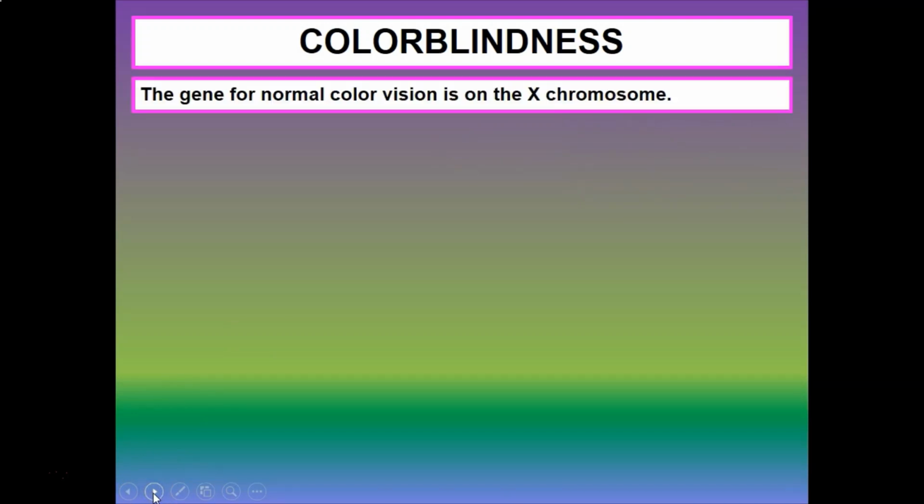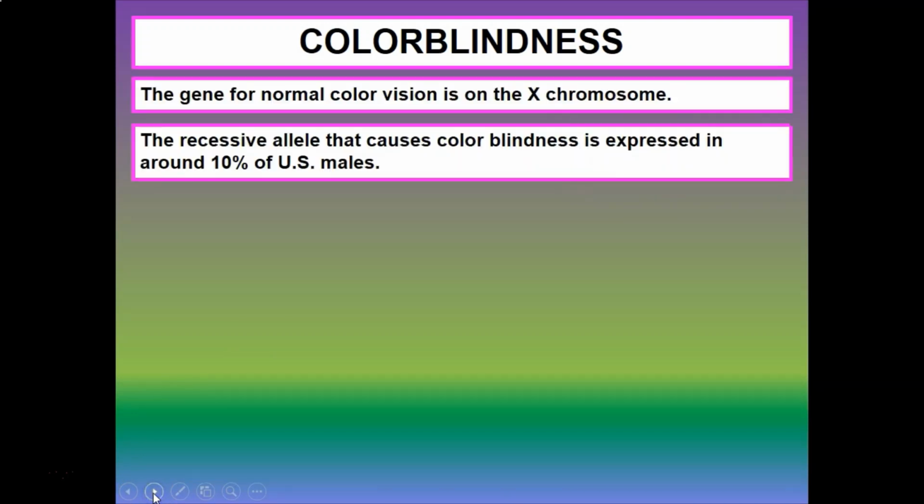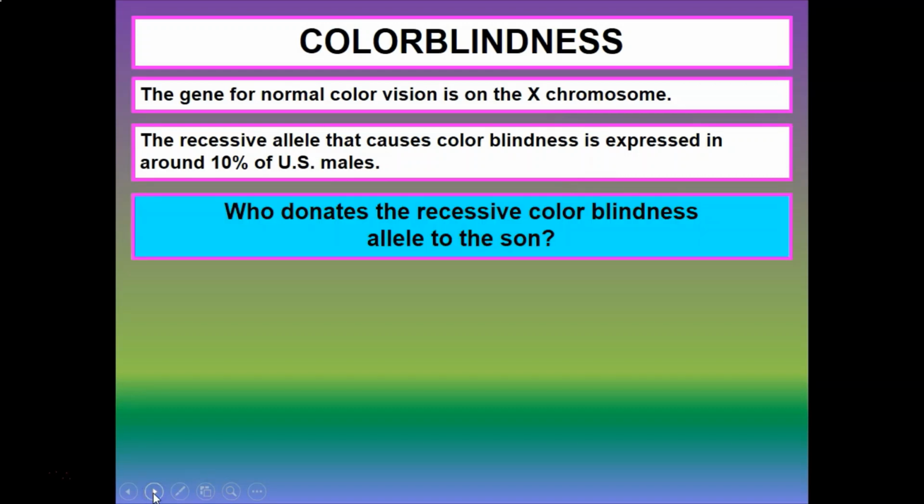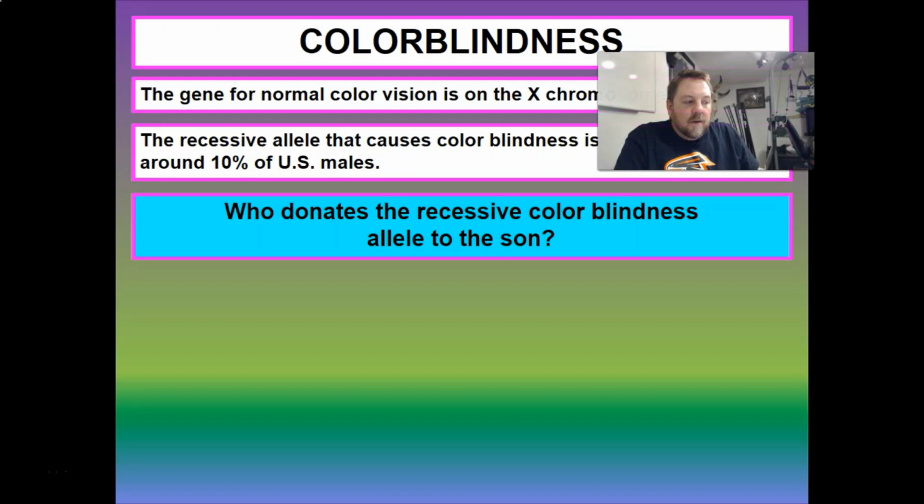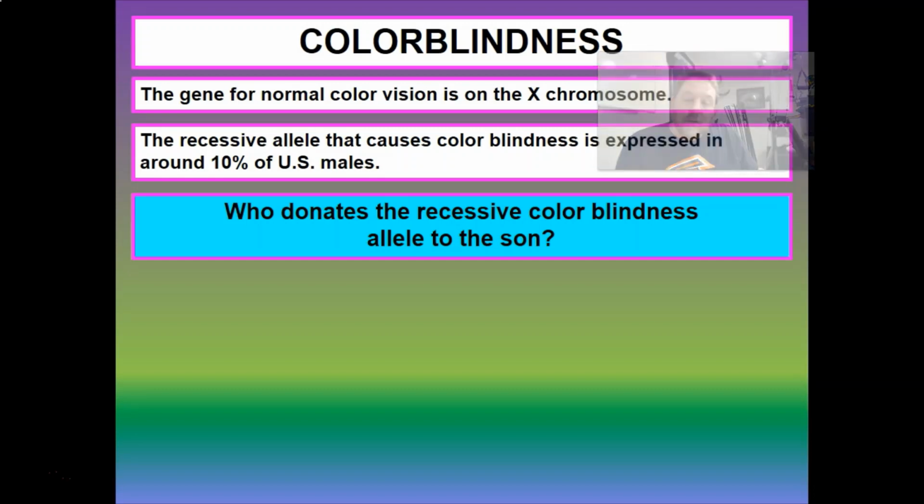So let's take a look here. The gene for normal color is on the X chromosome. And again, it's about 10% of U.S. males. So, pause the video if you have to. Who donates the recessive color blindness allele to the son? Think real hard about that. Right? If it's the color blindness allele, it has to be on the X. And who gives a son the X chromosome? The mother, right? Because dad had to give the Y chromosome. Okay, hopefully that's making sense to you.